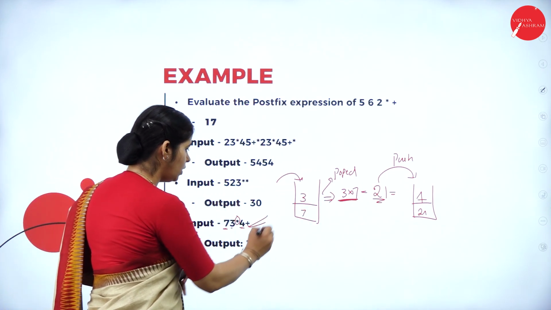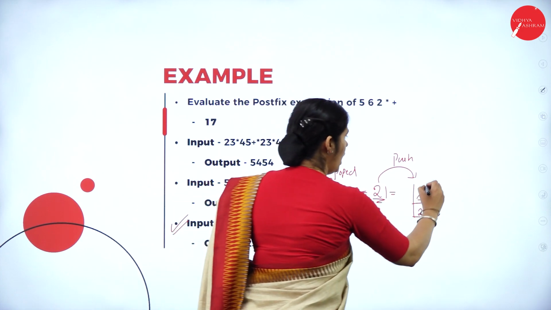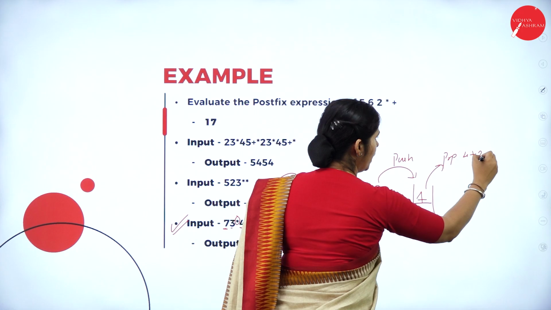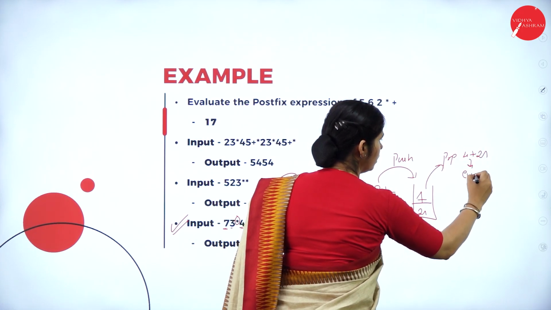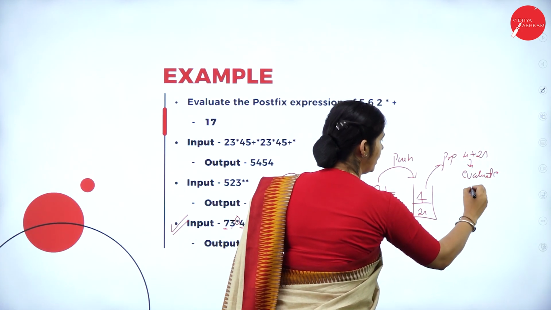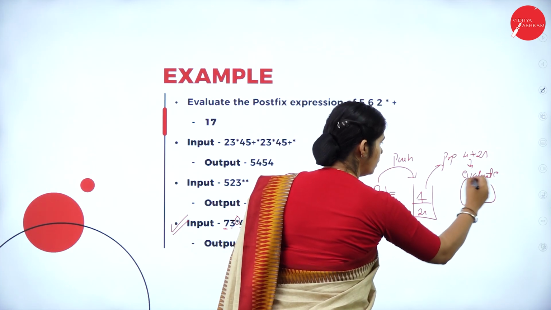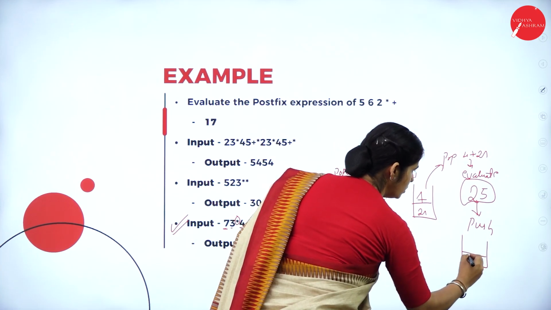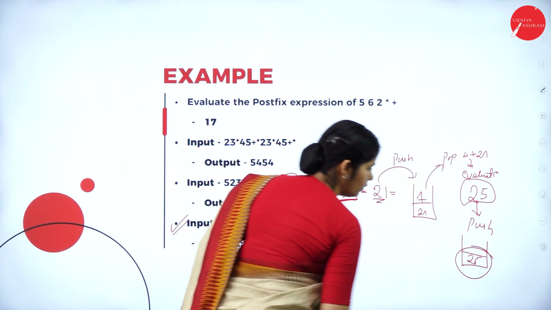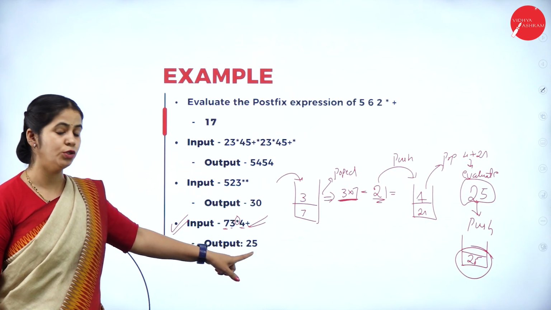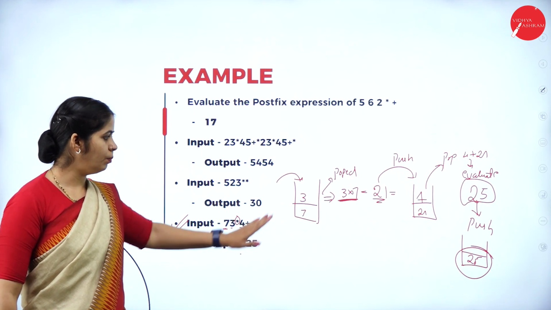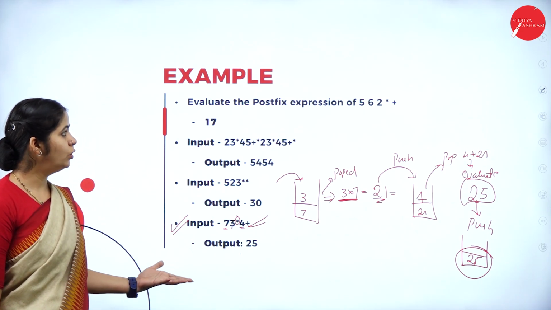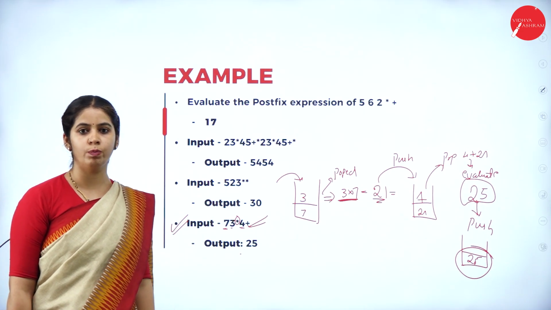Then comes the operator plus. What we have to do is again pop, 4 plus 21, and evaluate. I'll get the answer as 25, right? So this has to be pushed into the stack again. Push 25 into the stack. So the final result will be 25. The output should be 25. When you want to print, pop that out of the stack and print the output. This is how we are going to do the evaluation of a postfix expression.